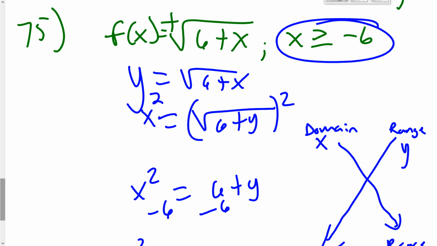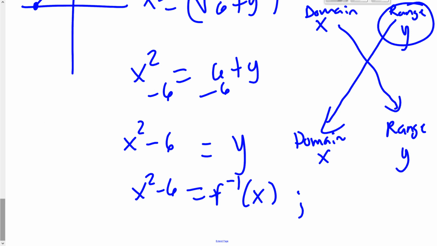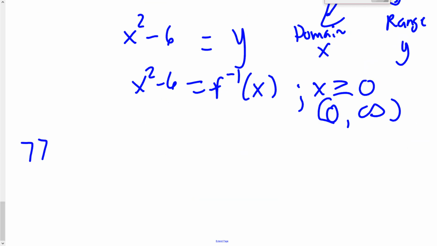Okay, so that means we need to find the range of the original one. As I plug in numbers that are greater than -6, at -6 I would get 0, right? And where's it going to go from there? 0, square root of 1, square root of 2, it's all going to go up from there, right? So that's from 0 to positive infinity is my range of my original, so that means my domain is going to be from 0 to positive infinity. You can write it as an interval, 0 to positive infinity.